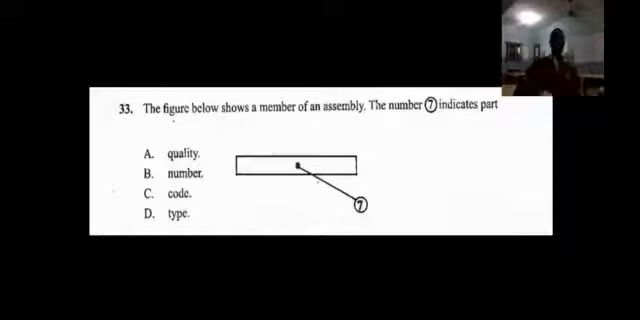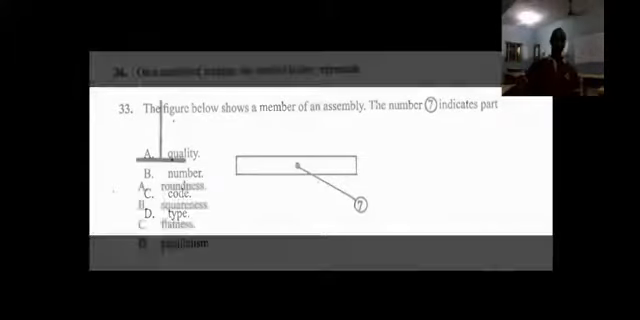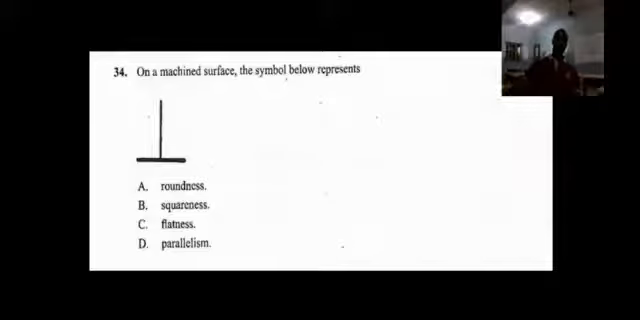33. The figure below shows a member of an assembly. The number 7 indicates what? It is a part number. The answer is B. 34. On a machine surface, the symbol represented below is known as what? It is squareness, the squareness of an object, of the surface. That's what this symbol represents.